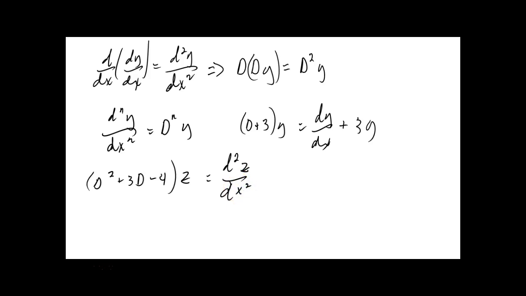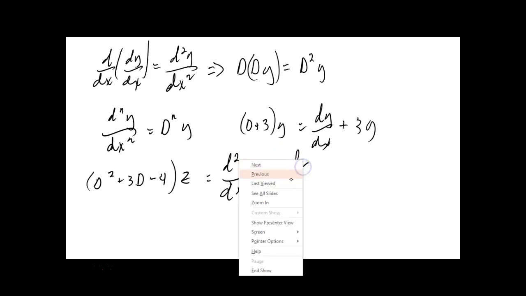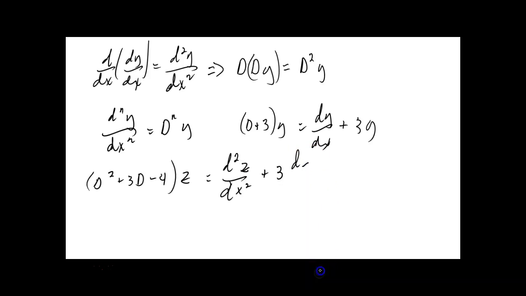Okay, we'll put x squared there, though that's not really squaring anything. Plus 3 times the derivative of z with respect to x is what we decided. Next, minus 4z. Exactly. That's exactly what that means. Okay?